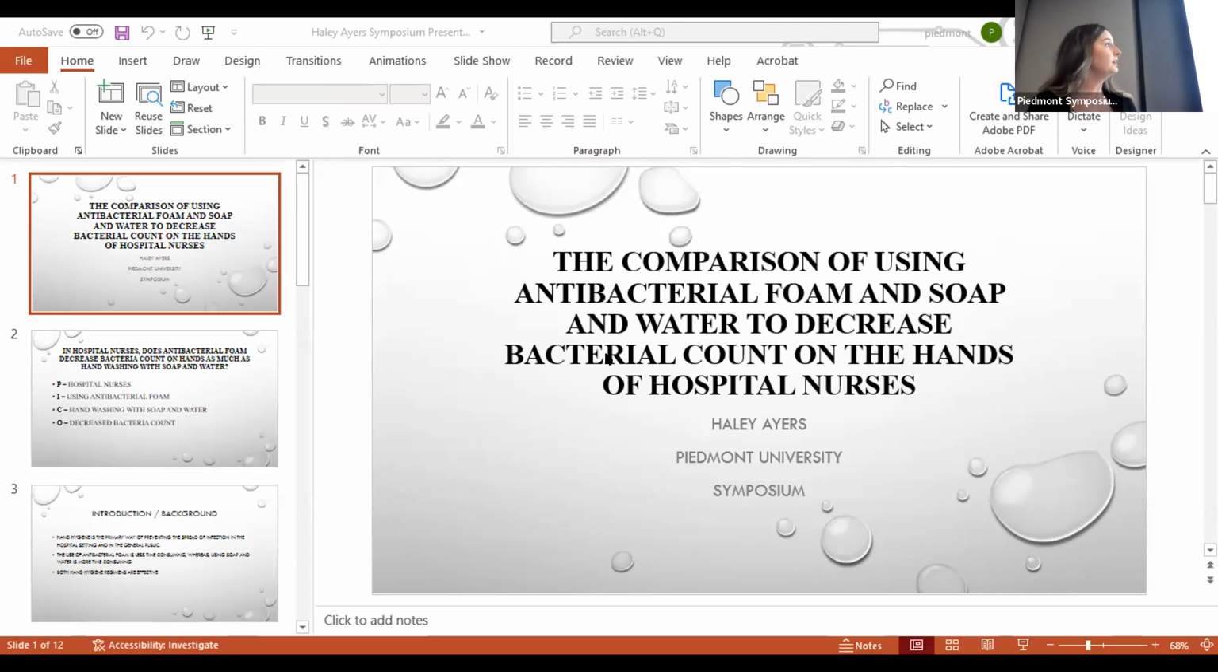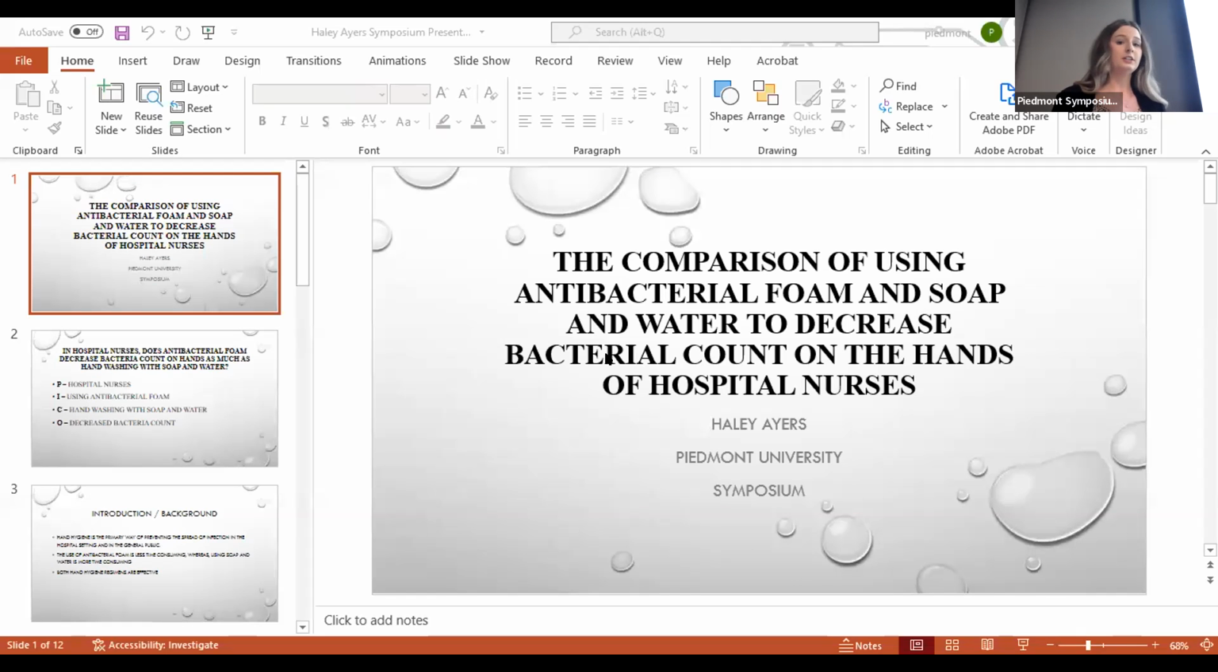But it also showed that alcohol hand rub was most effective in decreasing bacteria count. So the synthesis of my literature: 3 of my studies indicated that using soap and water was most effective in decreasing bacteria count. And in 2 of my studies, it indicated that using antibacterial foam was more effective in decreasing bacteria count. And the only common factor in all of my studies is that the only way to decrease bacteria count is just performing hand hygiene and being compliant with the use of hand hygiene.